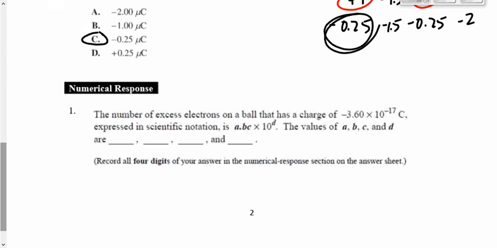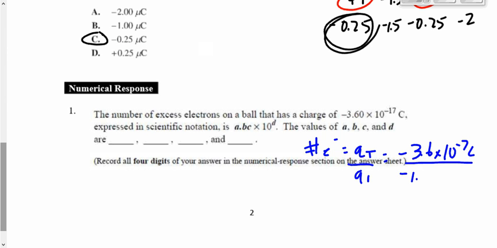Numerical response number 1, the number of excess electrons on this ball is what? We did a question like this Friday, I believe it was. We want to find the number of electrons. We're going to say it's the total charge divided by the charge of 1. So it's negative 3.6 times 10 to the minus 17 coulombs divided by negative 1.6 times 10 to the minus 19 coulombs.